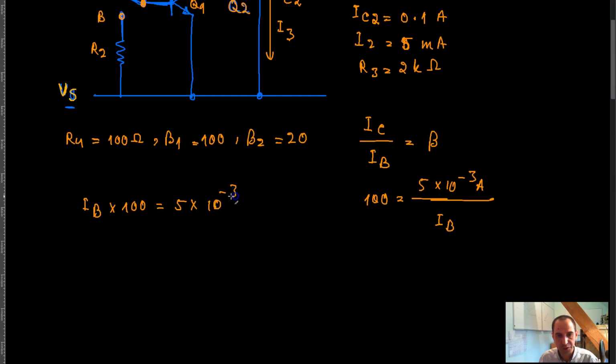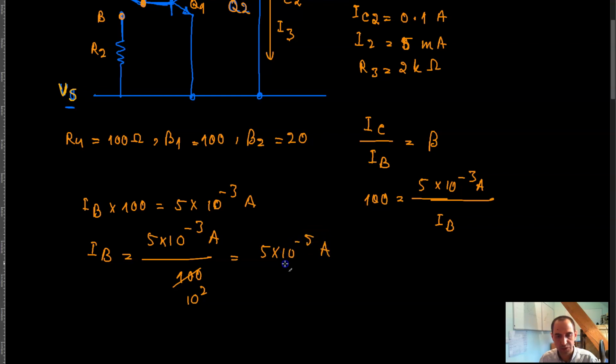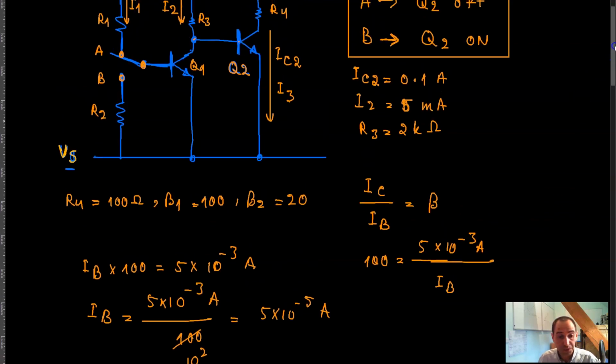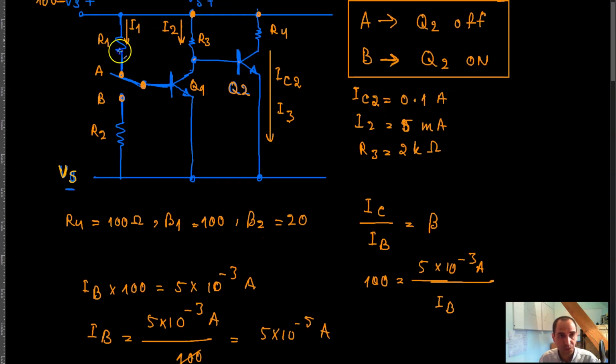5 into 10 raised to the power negative 3 amp, which means that I of B is 5 into 10 raised to the power negative 3 amp divided by 100. This 100 is 10 raised to the power 2, which goes to the numerator and becomes 10 raised to the power negative 2. 10 raised to the power negative 2 times 10 raised to the power negative 3 is 10 raised to the power negative 5. That's 5 into 10 raised to the power negative 5 amps, which is like 50 microamp. That's not important really, but what's important is that this I1 is supposed to be 5 into 10 raised to the power negative 5 amp, right?